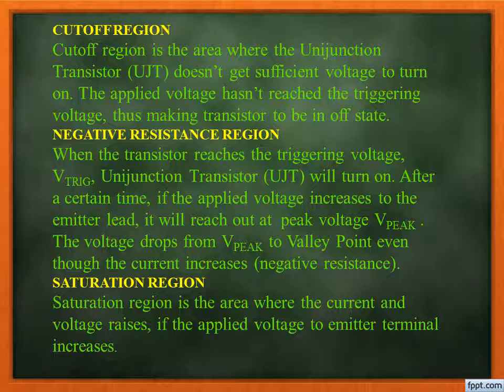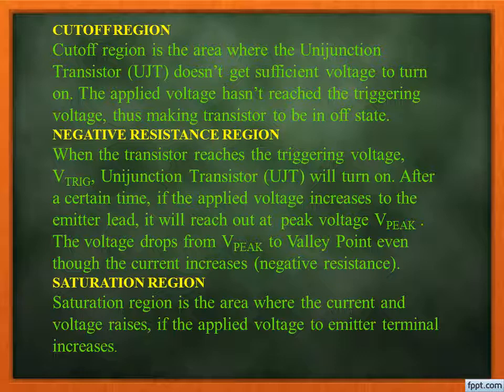Then next, negative resistance region. When the transistor reaches the triggering voltage, then UJT will turn on. After a certain time, if the applied voltage increases up to the peak voltage of UJT, then the voltage will drop from the peak voltage to the valley voltage, up to the valley point, even though the current keeps on increasing. This is the negative resistance characteristics.